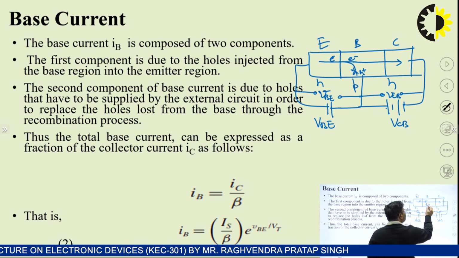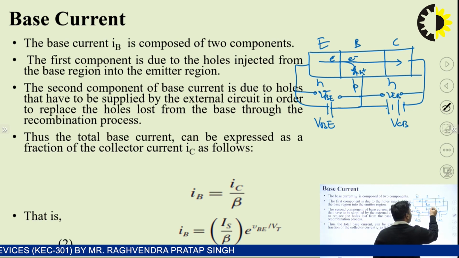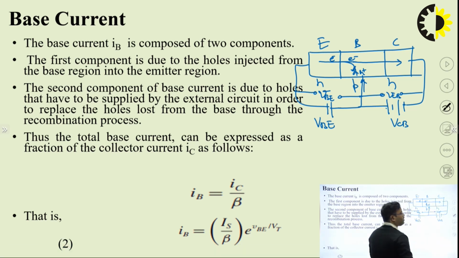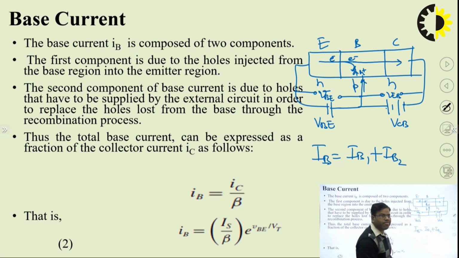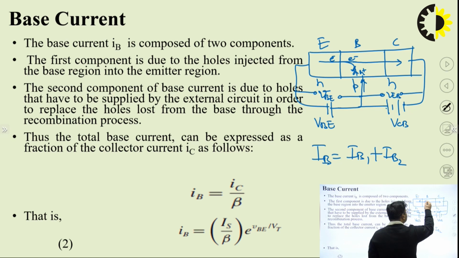So holes will be recombined with these electrons, and a few holes will be supplied from the battery. So in IB there are two current components. The first one is IB1. This is due to recombination. Recombining holes will be recombined with the injected electrons, and the loss of holes will be supplied by the battery. So the first component is this, and the second component of base current is this.